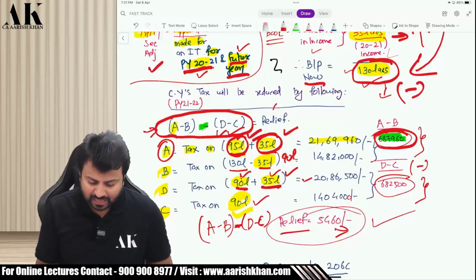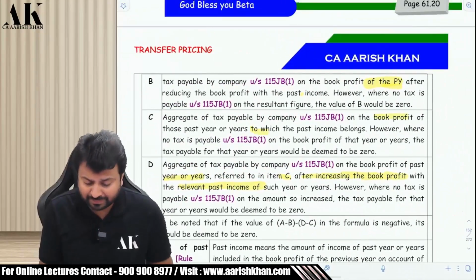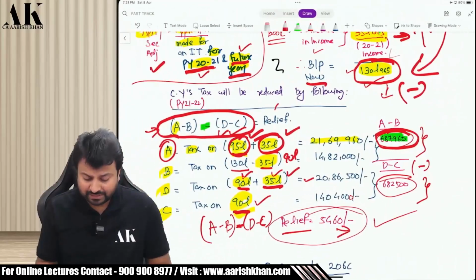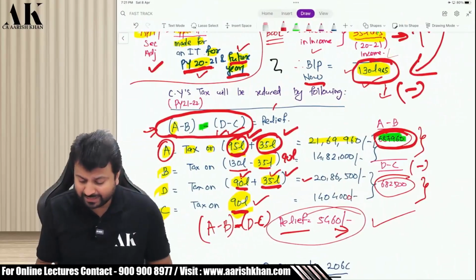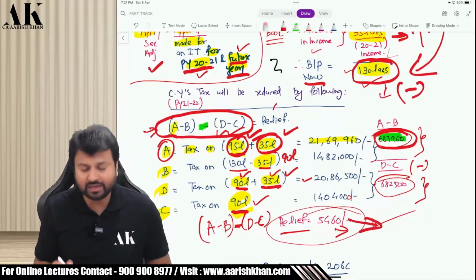Now you are going to add the increased income in the past year profit. That will become D, and C will become what? C will become aggregate of tax payable on the book profit of the past year. So whatever is the past year's profit, that will become C. So now this will be D minus C. So A minus B minus D minus C comes to 5460, and this is going to be the relief which you are going to get under the income tax law.